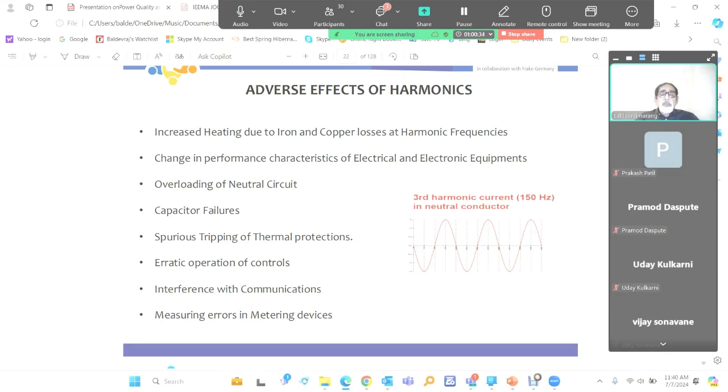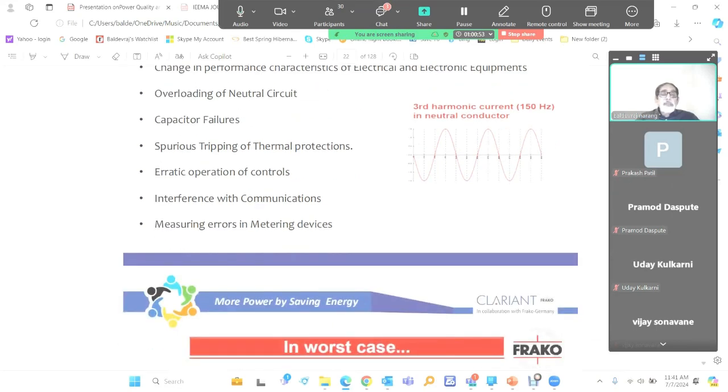Suppose we have overload protections in the breakers or thermal relays, bimetal relays and so on. They sense harmonic current also as normal current, and they trip prematurely without any overloading. So we find spurious tripping happening because of the harmonics.